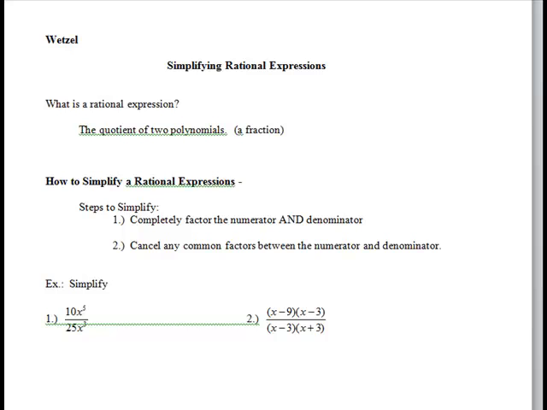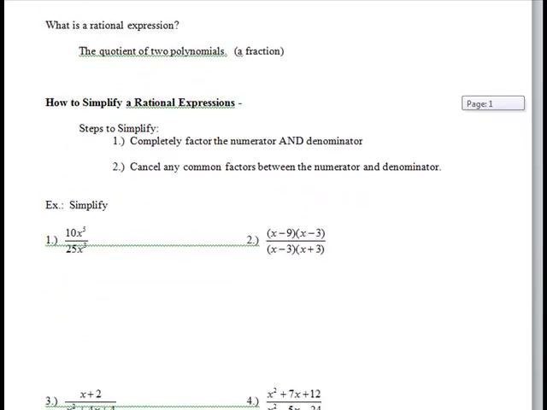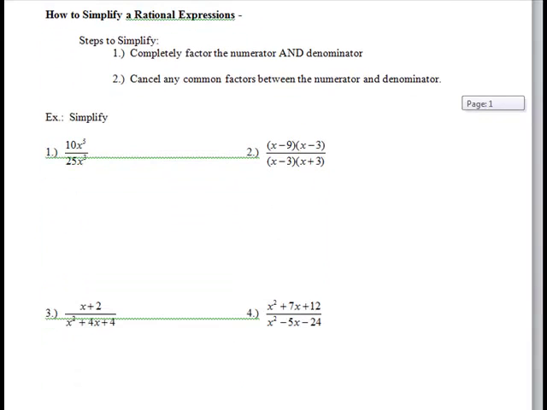Simplifying rational expressions. First of all, a rational expression is a quotient of two polynomials. Basically a special kind of fraction, so a lot of properties of fractions will apply to rationals. Just like fractions, we always simplify a rational. So the steps to simplify a rational: we need to begin by completely factoring the numerator and denominator, and then simply cancel out any common factors that the numerator and denominator have in common.